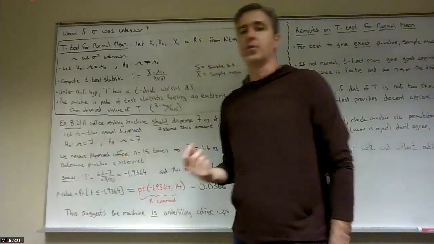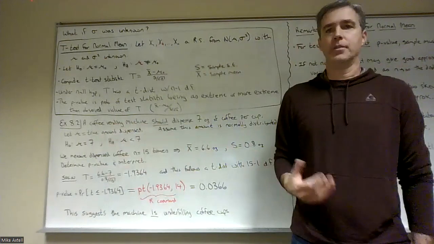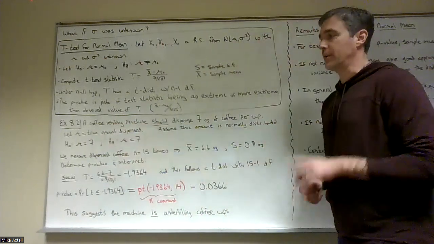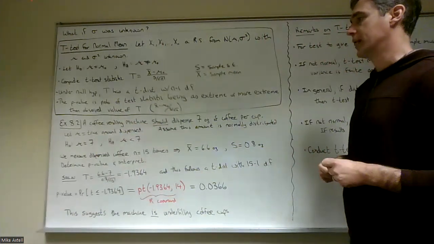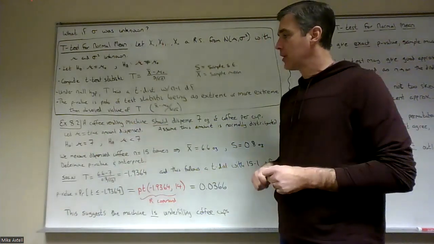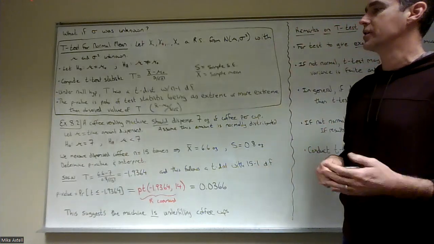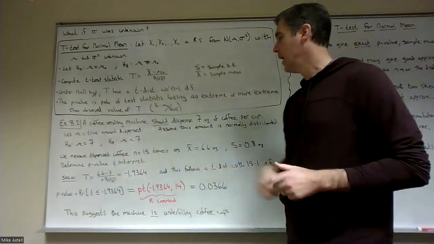Null hypothesis is to assume it's doing its job, so we'll assume mu is 7. Alternate hypothesis, for some reason, it's going to be one-sided. We'll assume mu is less than 7. All right, so what we're going to do is measure 15 cups of coffee. So we're going to get the machine to dispense 15 cups of coffee, okay?